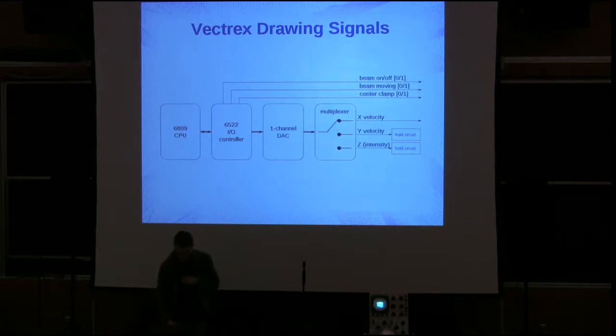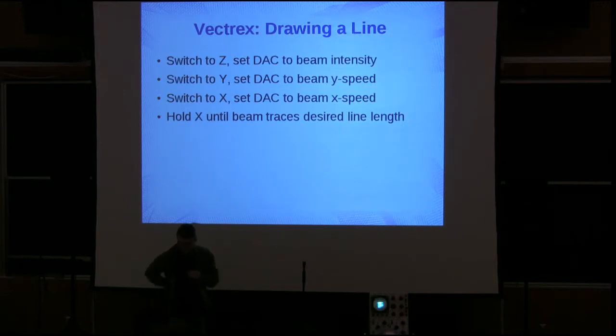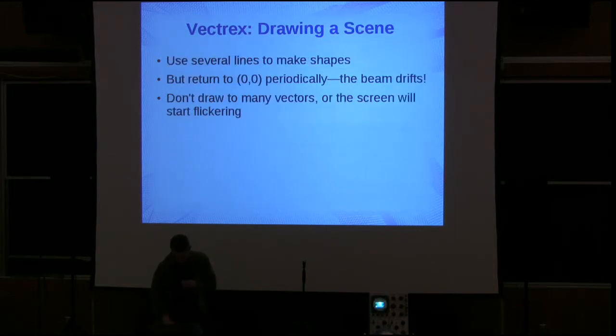And it turns out, based on the fact that the hold circuits mostly drift towards ground over time, it's important that you get yourself a solid reference point every now and then if you want to draw your lines near where you want them to be. And so, again, this is how you draw a line. You set your values and basically wait until the line draws. And if you want to draw a scene, you draw a whole bunch of lines and you move the beam with the intensity turned down, or actually turned off, so the control signals turn it off when you don't want to draw lines.